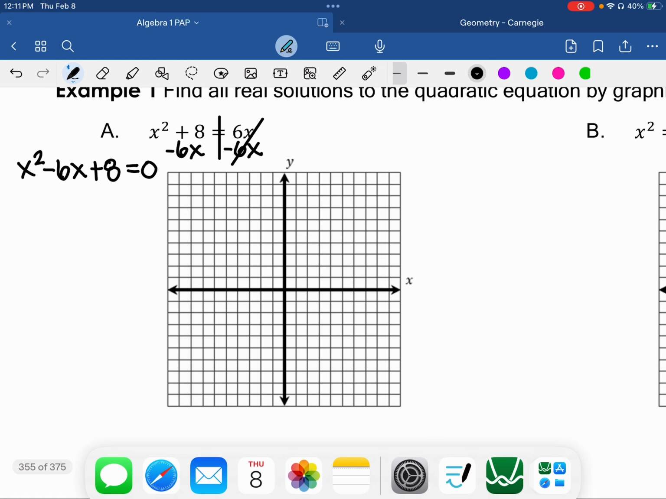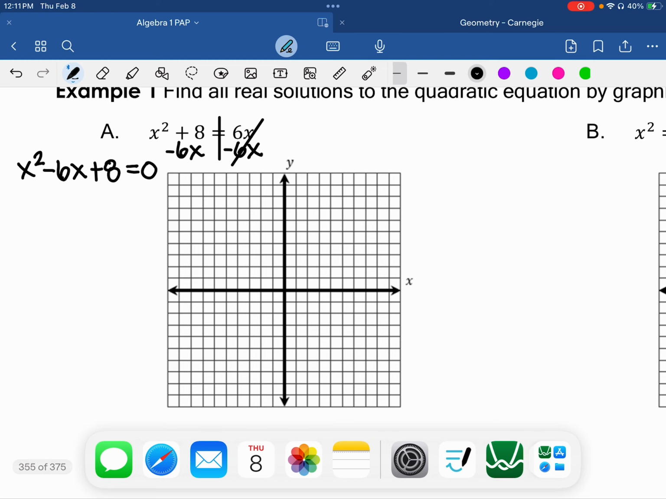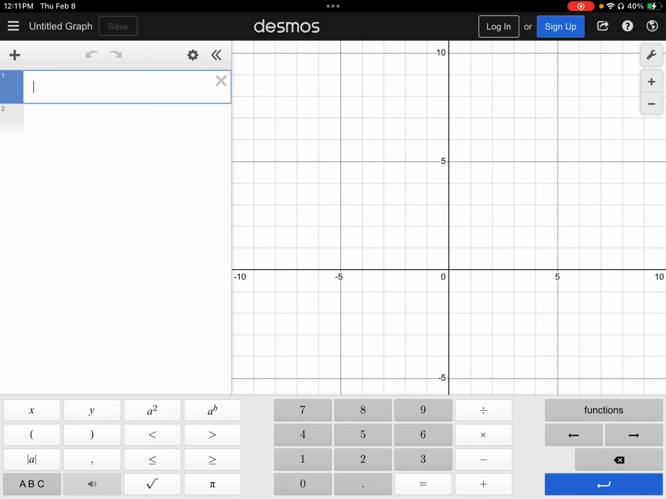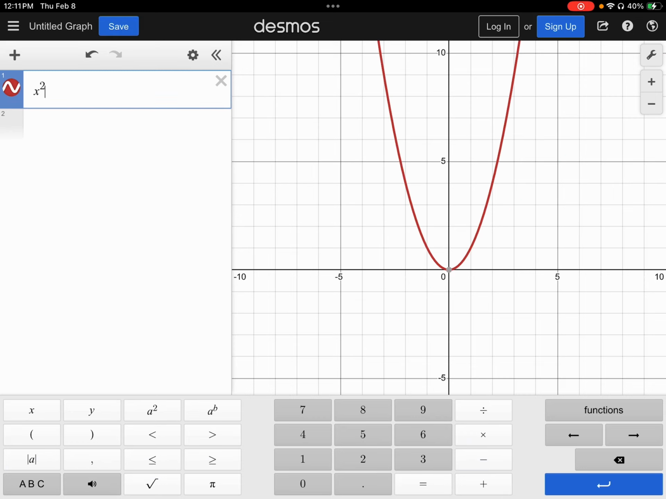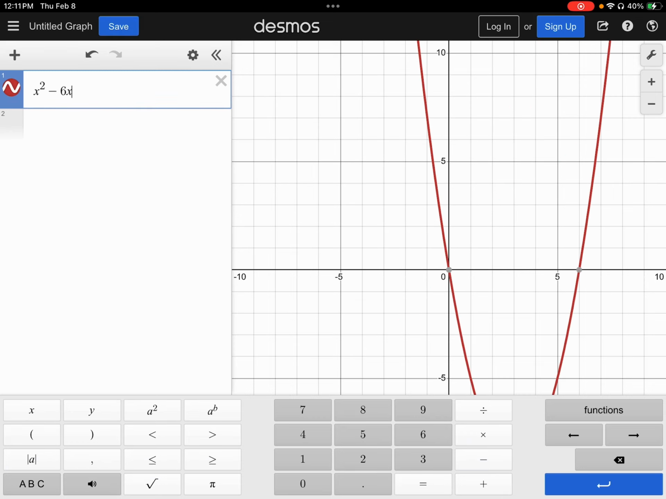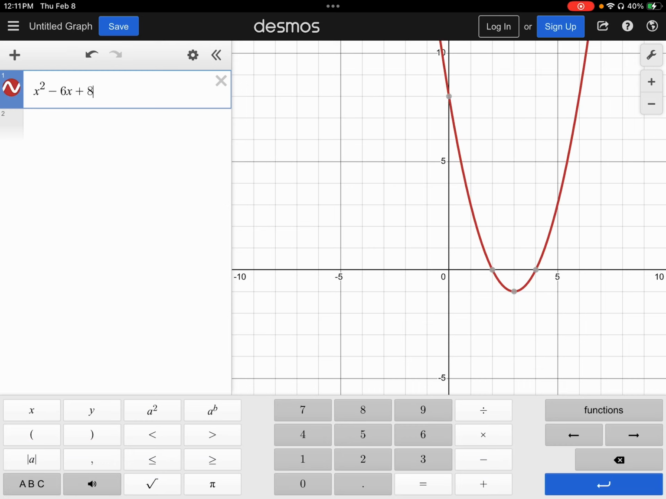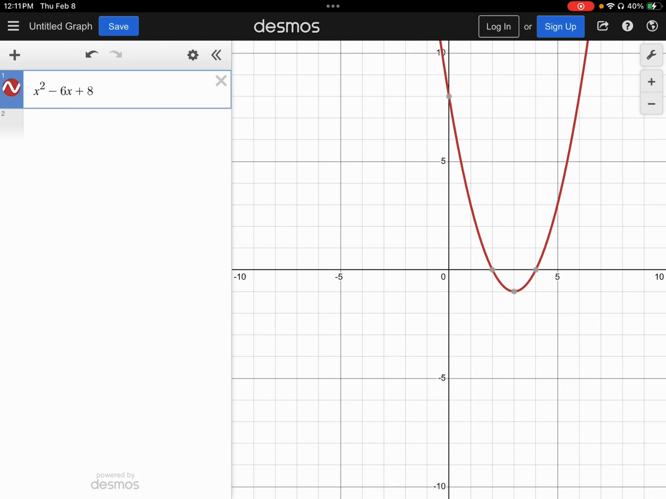I don't have my graphing calculator with me today, so I'm going to go ahead and use Desmos. I'm going to put in x squared minus 6x plus 8. And here I can see the graph in Desmos. I also can see right here the two x-intercepts, which are going to give me my solutions.